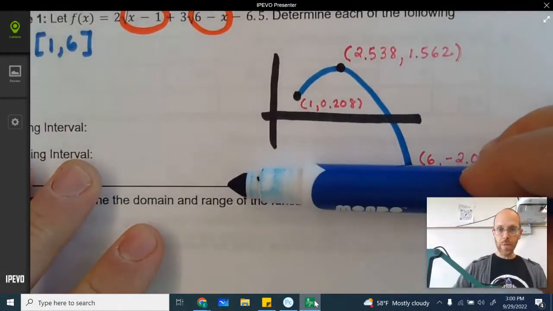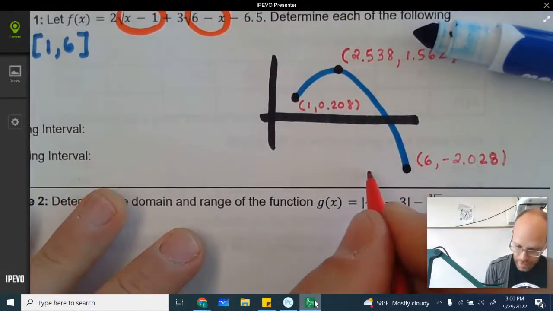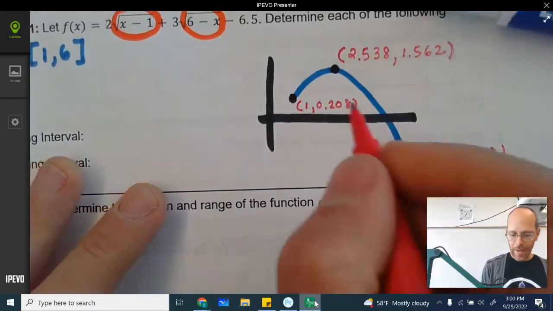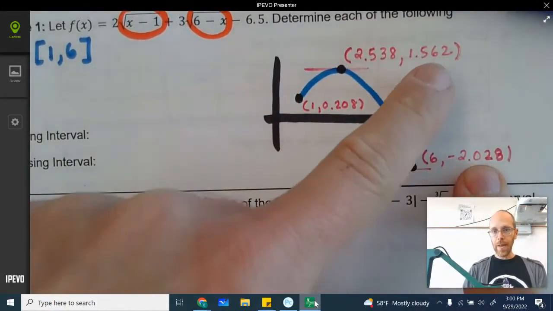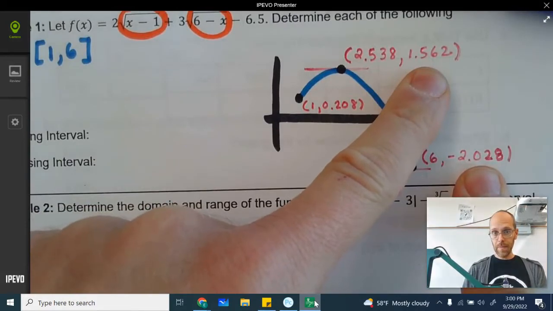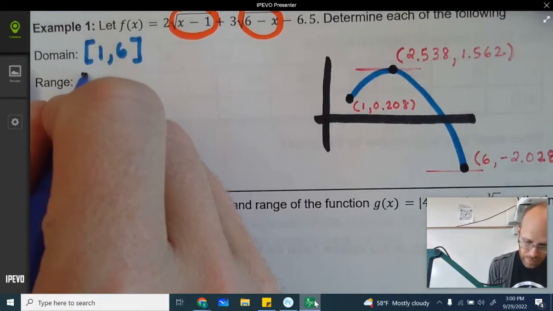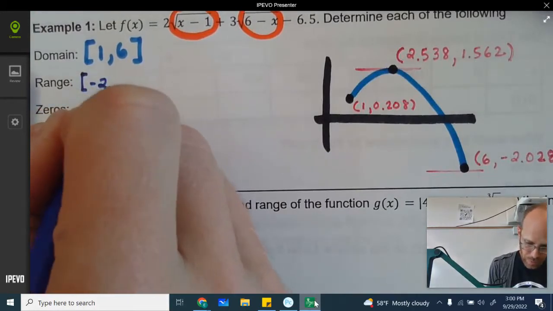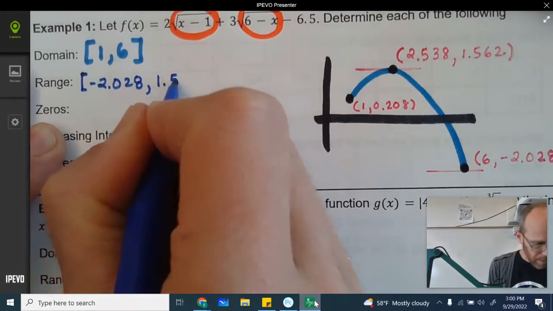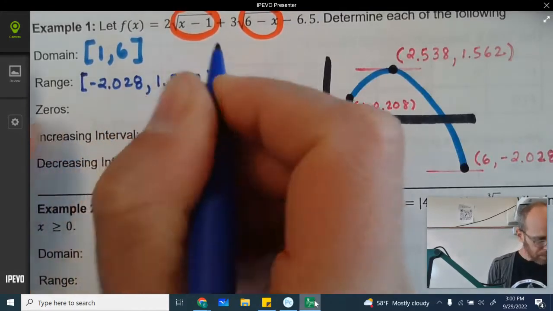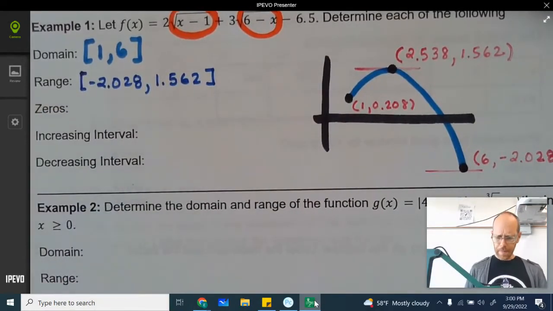Range. Range is moving in the y direction. So the lowest y value that I have is right here, and the highest y value is right here. And so we're going to go from this y value to this y value. Therefore, our answer to range is going to be from negative 2.028 to 1.562. All right, I'm going to skip zeros for just a minute.